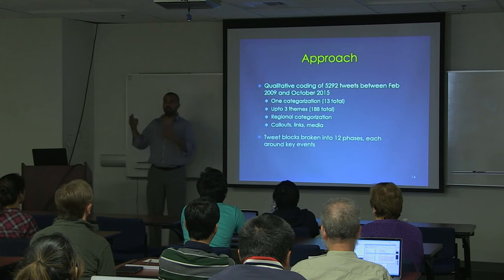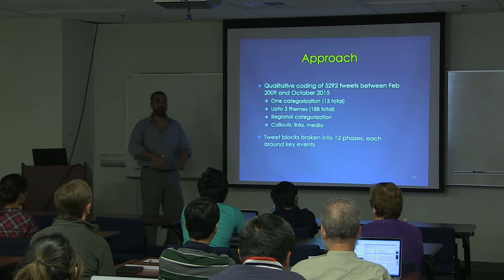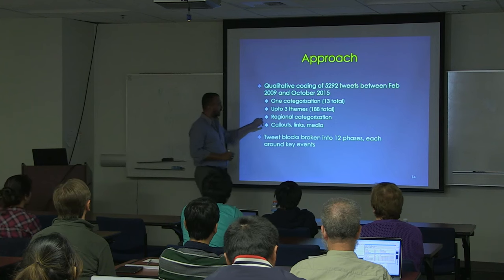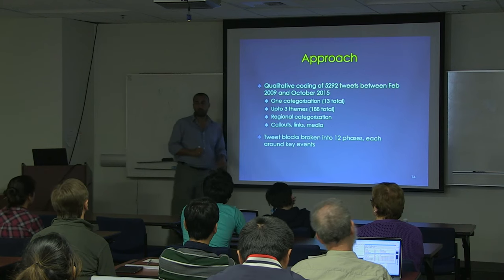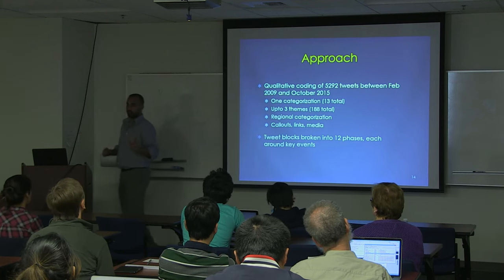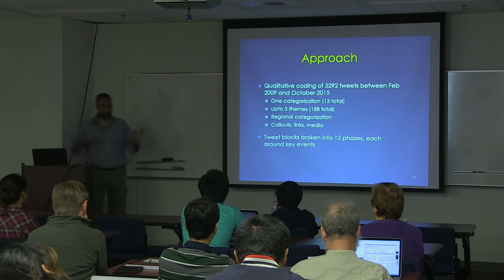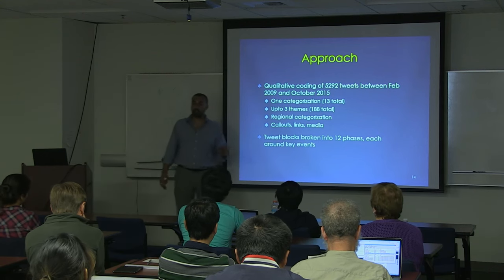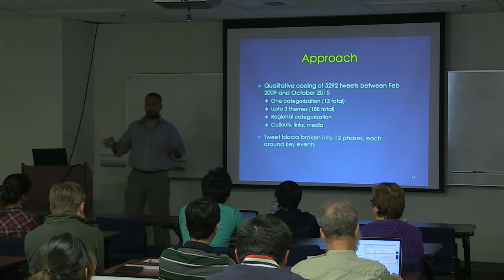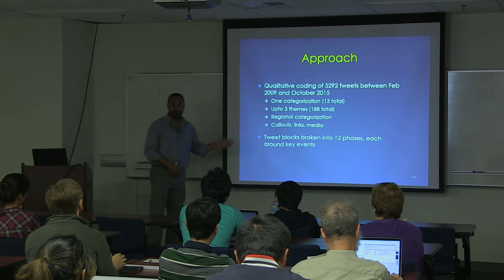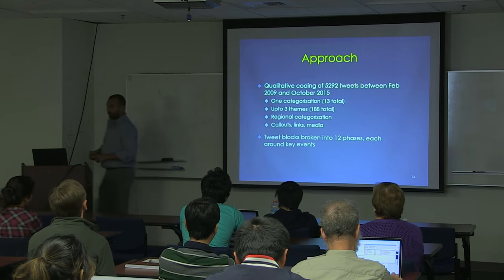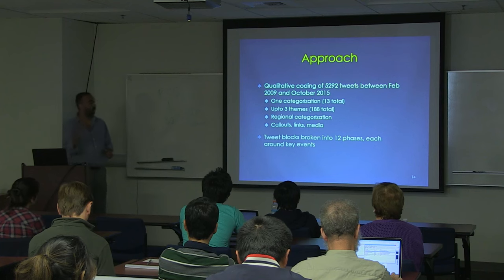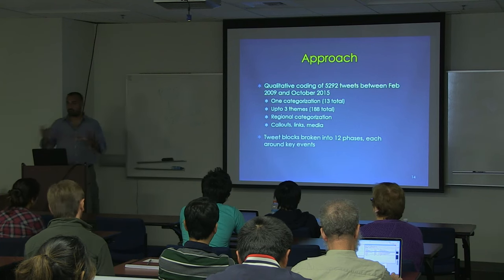This is a kind of long-tailed themes. So they could be about politics, they could be about cricket, they could be about a specific scheme that he has going at a given point of time. Each theme also has a regional categorization. As he's speaking about some part of India, some part of the world, we look at whether themes have call-outs to other people on social media, other links or media in them, and we've broken them up into 12 blocks, each of them around key phases.